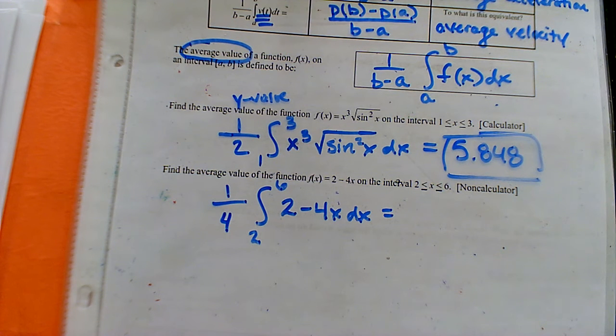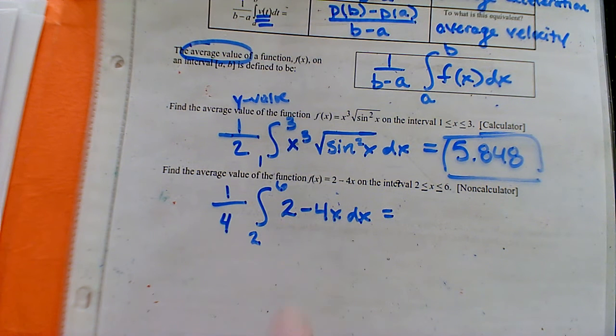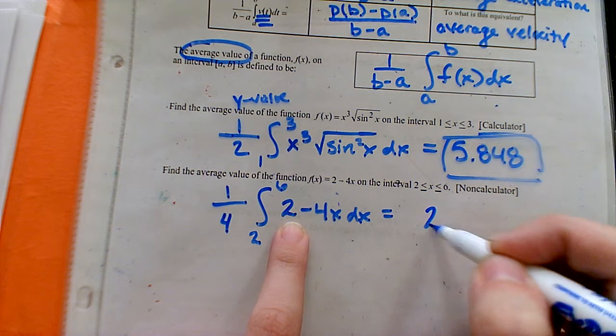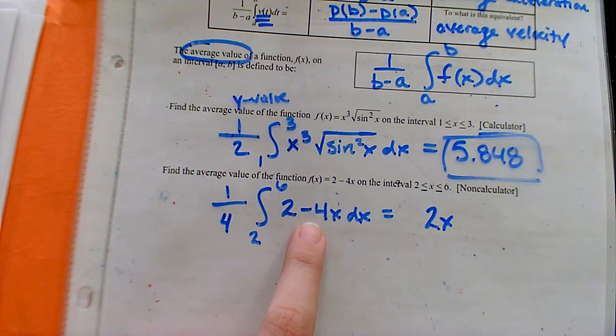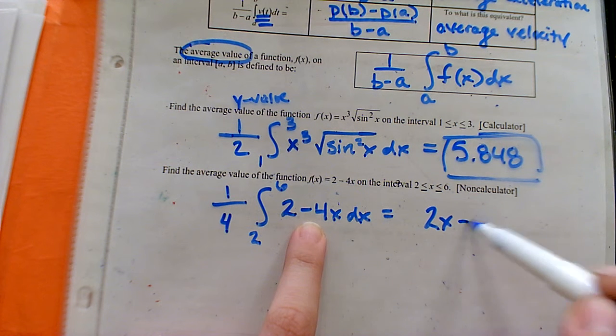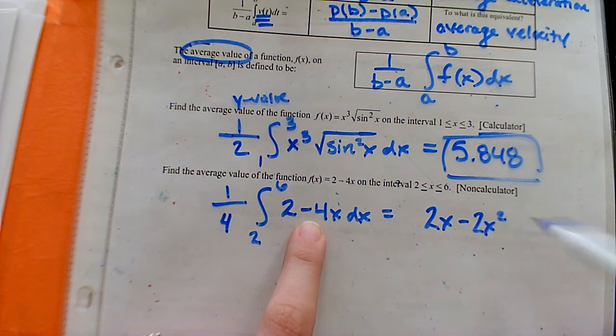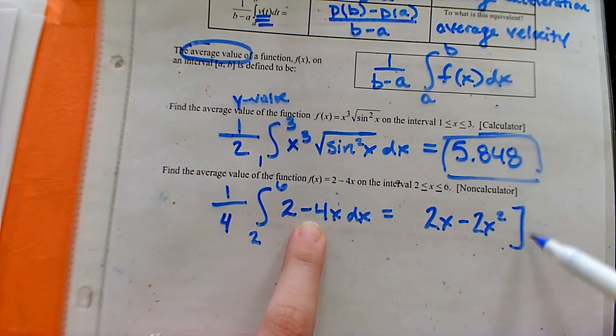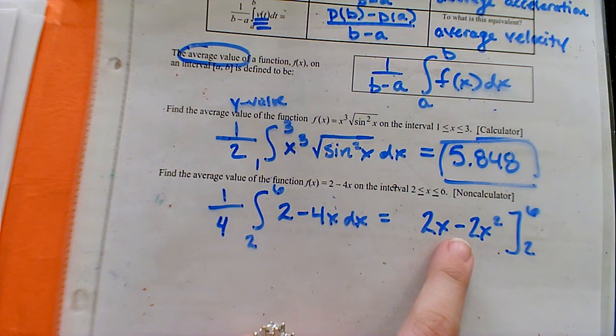Okay, now if we're going to do this one by hand, we're going to have to figure out an antiderivative, try to figure out what we had previously. So let's maybe try to do this in baby steps here. If you have a 2, what did you have before? 2x. If you have a negative 4x, what did you have before? Minus 2x squared. Good. We know the bounds. That's from 2 to 6. So this is the antiderivative, okay, working backwards from the integral.